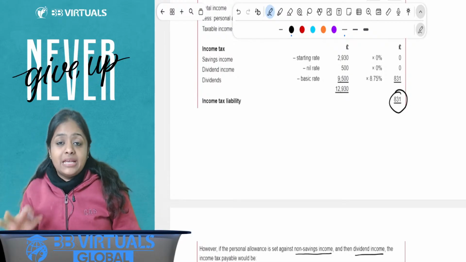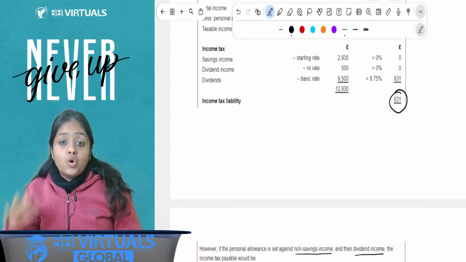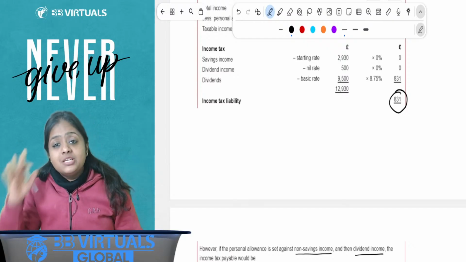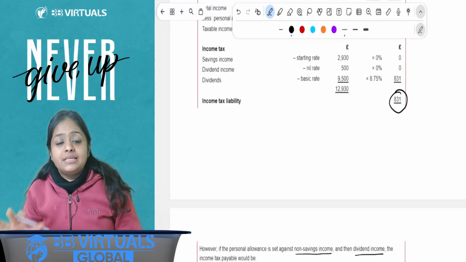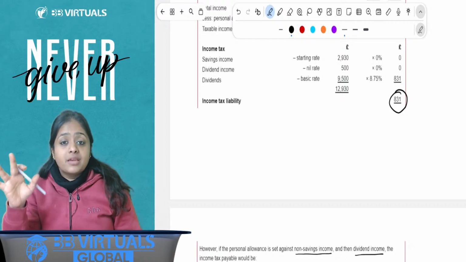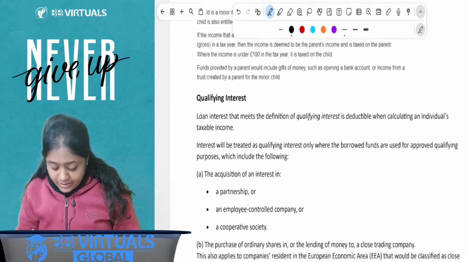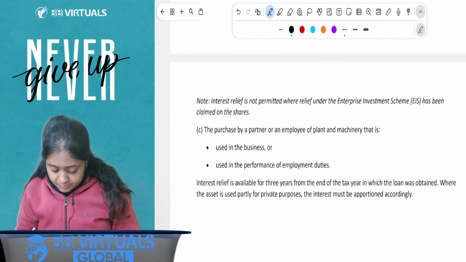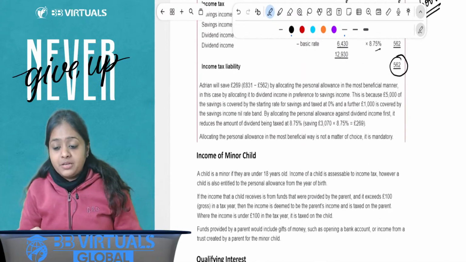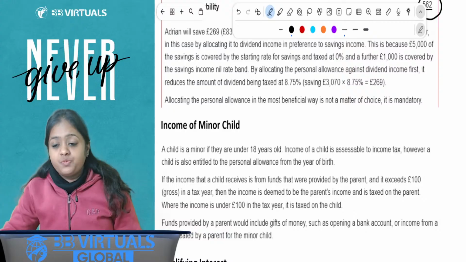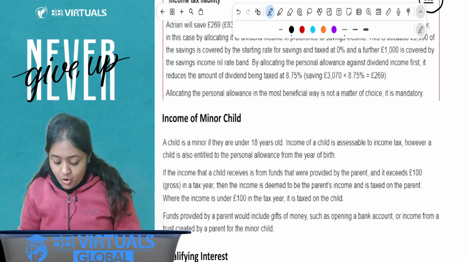So this is what ATX students have to keep in mind, that when you're allocating PA, don't use it in the same sequence. Please use it in the most beneficial way so that overall tax liability gets reduced. Keep in mind the nil rate bands of savings and dividend. Right? I hope I made myself clear. Rest all is same. Just a few detailed pointers I will add to qualifying interest, because for ATX now we need to know the time period also.